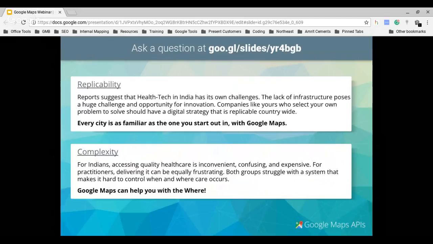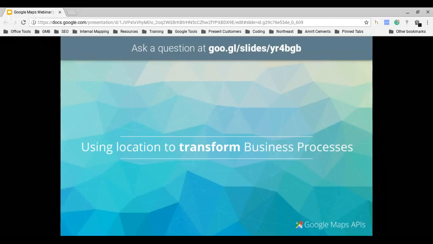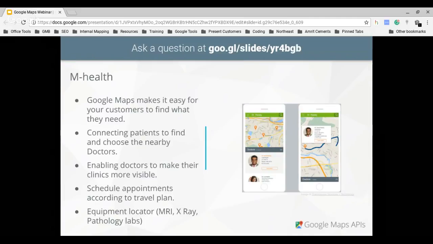Then we have complexity. For Indians, accessing quality healthcare is inconvenient, confusing, and often expensive, right? For practitioners, delivering it can be equally frustrating. So both groups struggle with a system that makes it hard to control when and where this care occurs, and Google Maps can help you with the where. To solve the problem of where your doctors are, where your patients are, where the gyms are that you would like to go to, right? All of these questions can be answered by Google Maps. So using location to transform business processes would be the answer to all of these challenges.